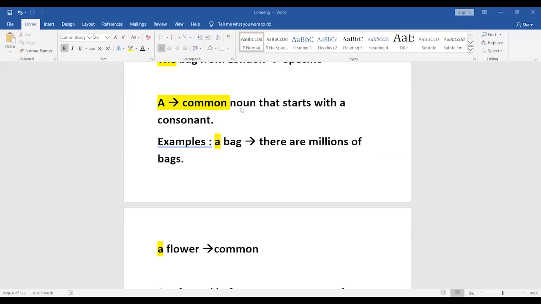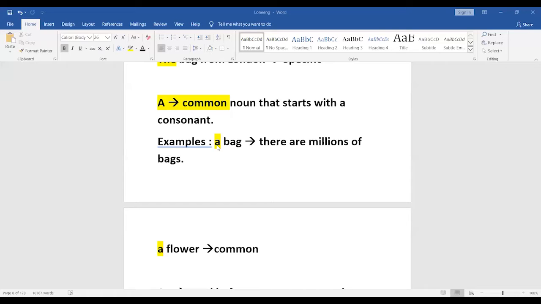So take a look at this. Common nouns that start with a consonant. So, for example, bag is the noun. It's a common noun, okay? And bag, the first alphabet is a consonant. It's not a vowel, right? So it's not A, E, I, O, U. It's not a vowel. So it's a consonant. And because it's a consonant, the article before bag becomes a bag. Okay, so you say a bag.